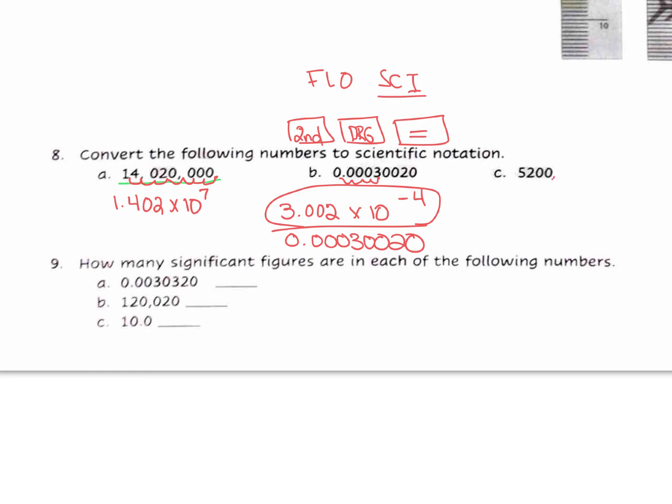So that's pretty cool. 5200, you've got the decimal there, you're moving it over 1, 2, 3. So this is 5.2 times 10 to the 3rd.